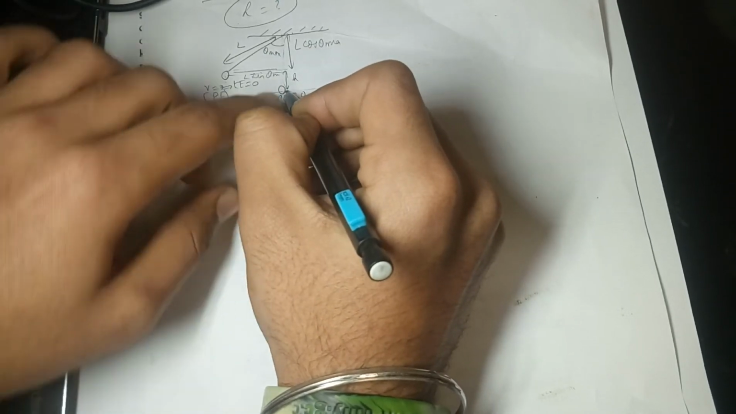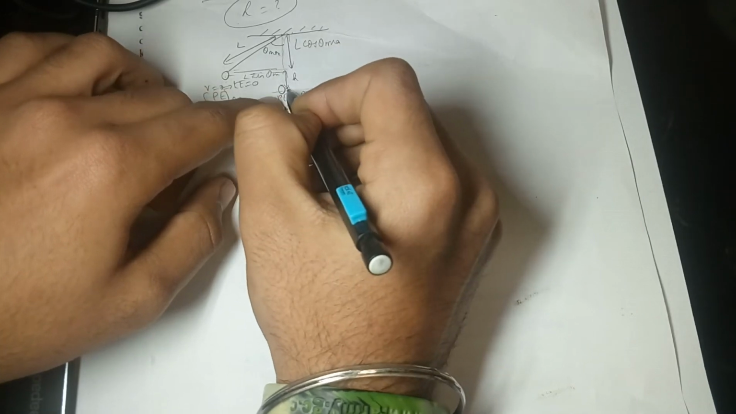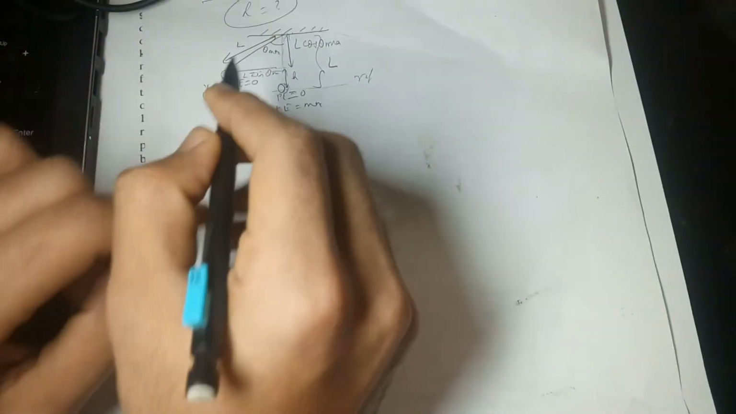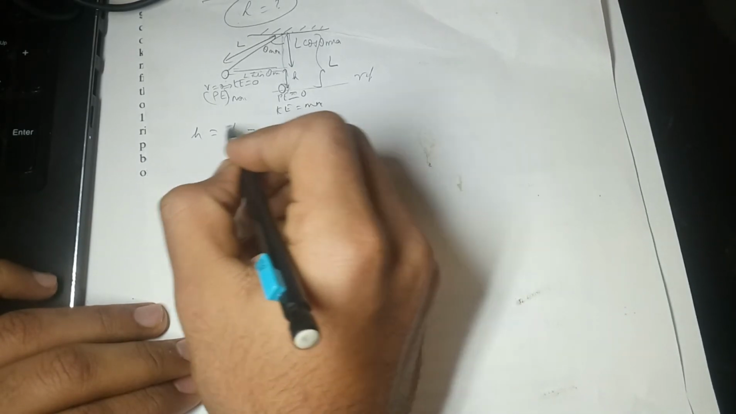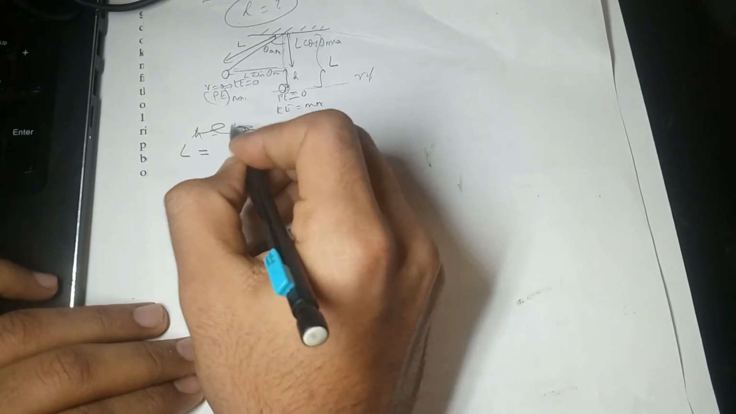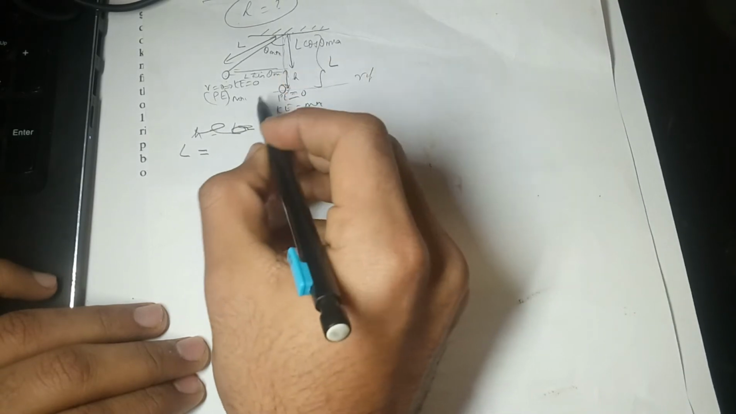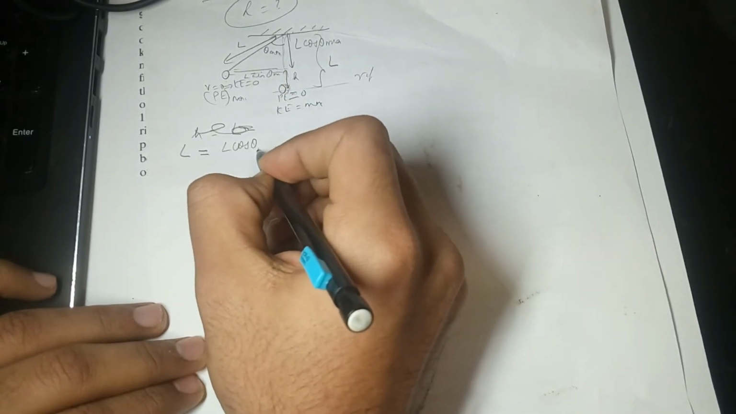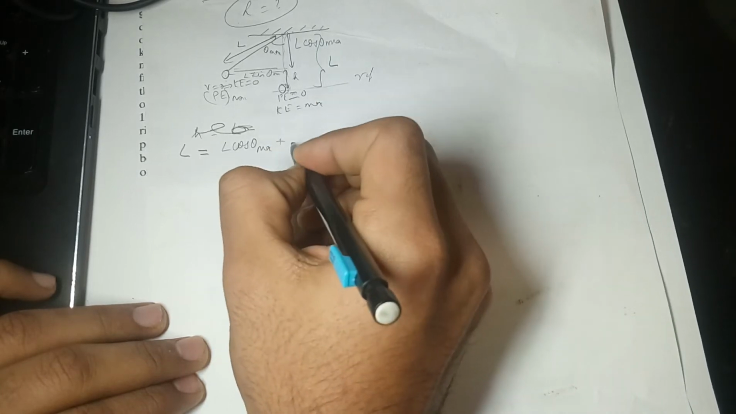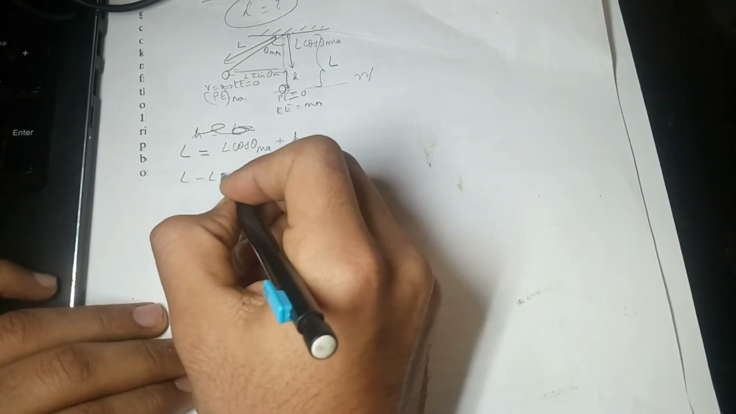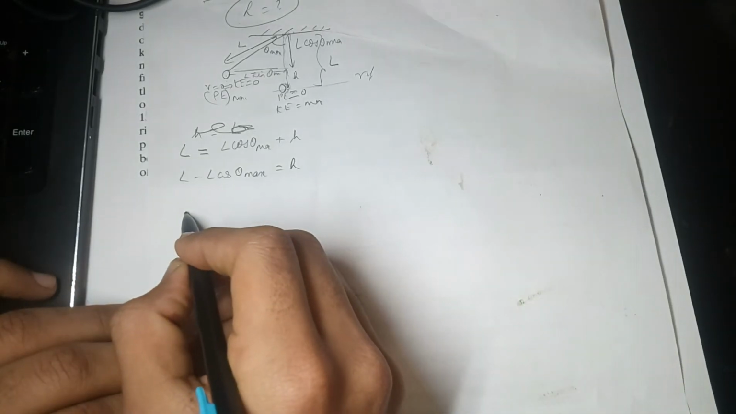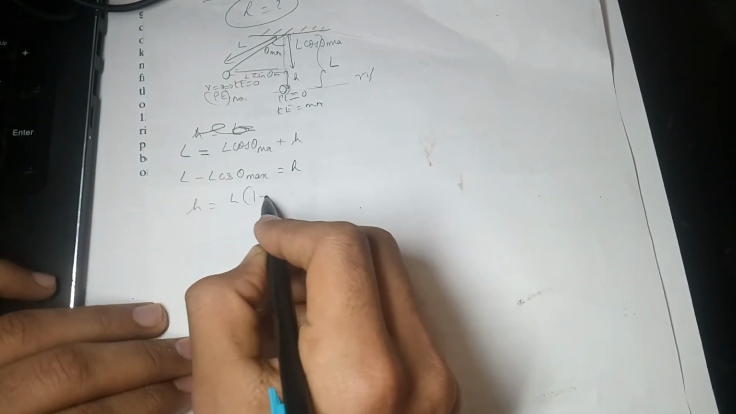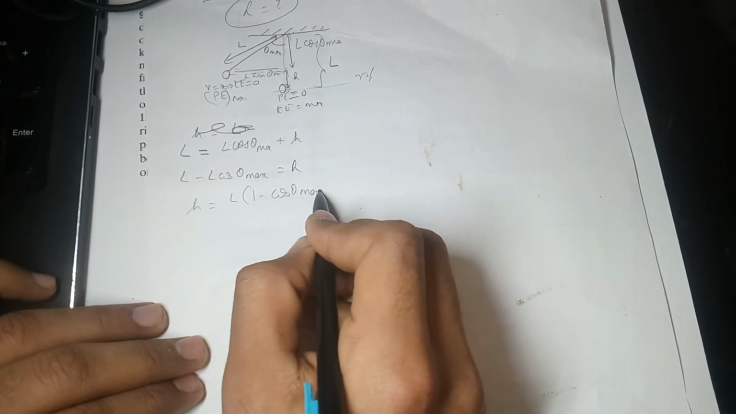Now we know that at this point, when the pendulum is at here, this total distance is L. So the total length L is equal to L cos theta max plus h. So L minus L cos theta max is equal to h. So h is equal to L (1 minus cos theta max). So we got h from that.